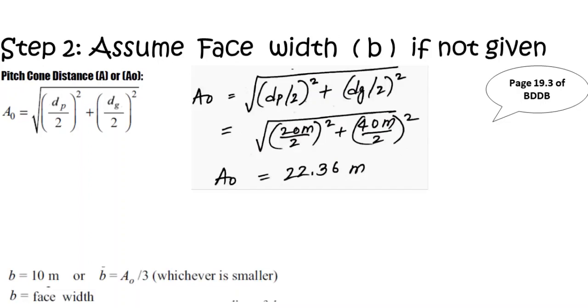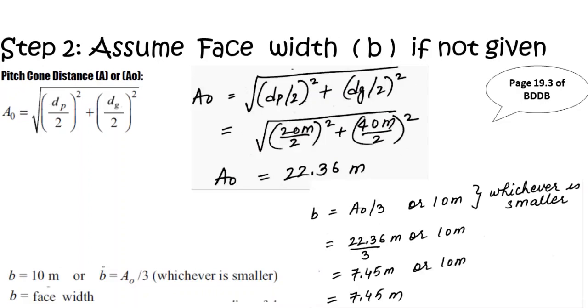Your face width is going to be either 10 module or A0 by 3, that is your pitch cone distance by 3, whichever is smaller. So whichever is smaller, that value you are going to take. If we do both of them, 22.36 by 3 module or 10 module, you will get 7.45 module or 10 module. Obviously between 7.45 module and 10 module, 7.45 module is smaller. So we are going to take face width as 7.45 module.